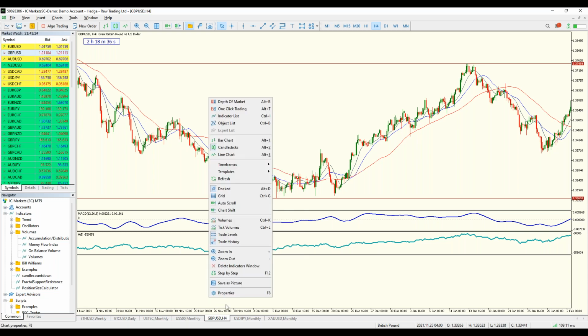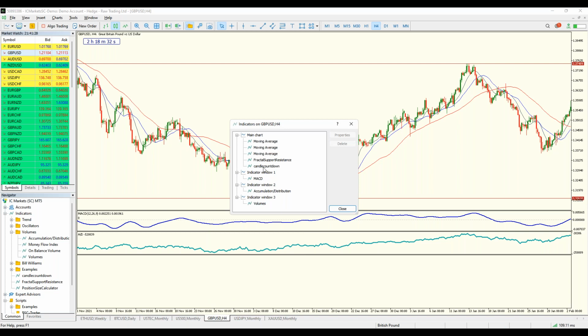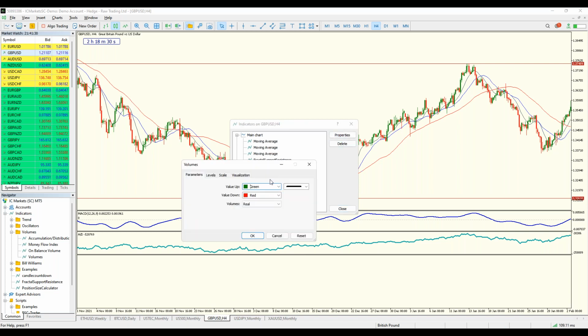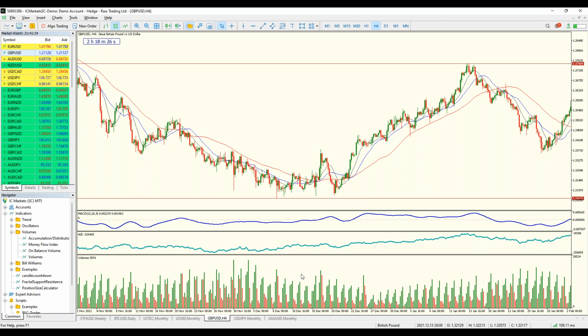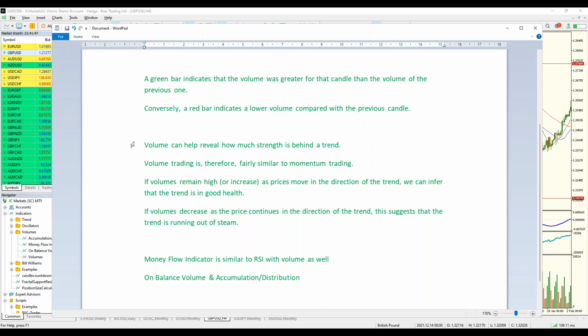This is what we get through the broker. So just be aware of those differences. All it means is take it with a pinch of salt, but it's not a trick. It's not deceptive. We can use this in many cases. And really, to get back to how we approach volumes, volume can help reveal how much strength is behind a trend.